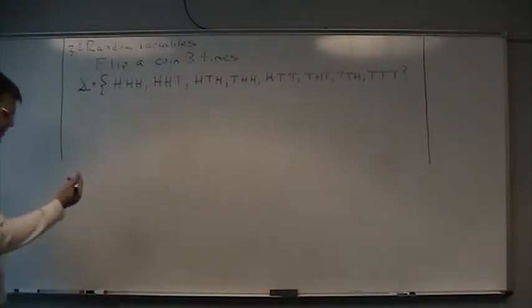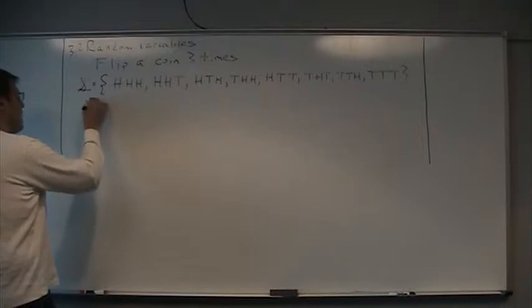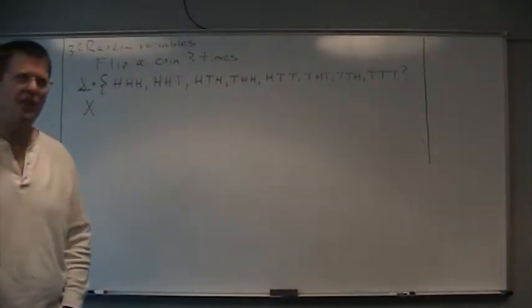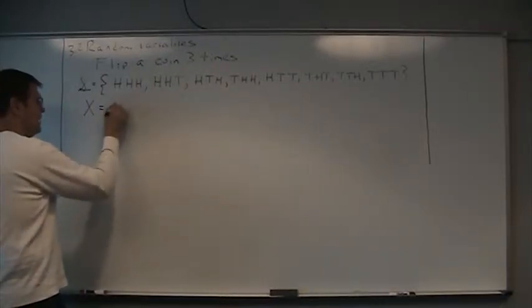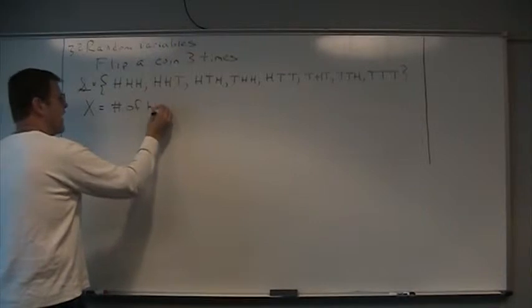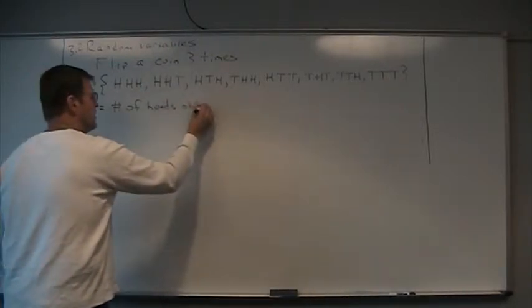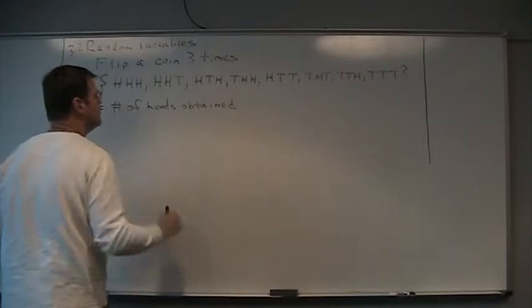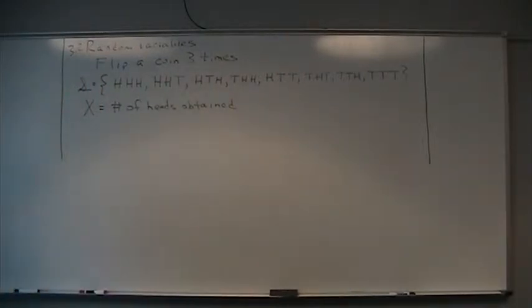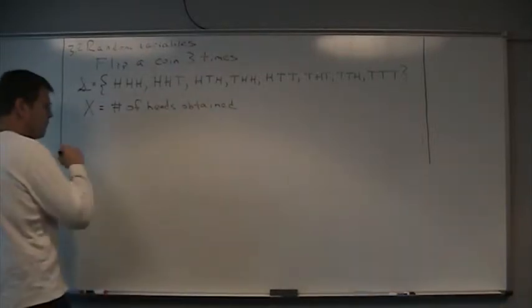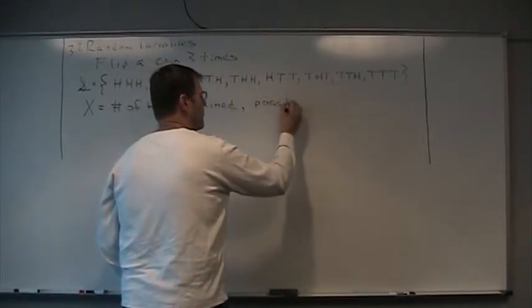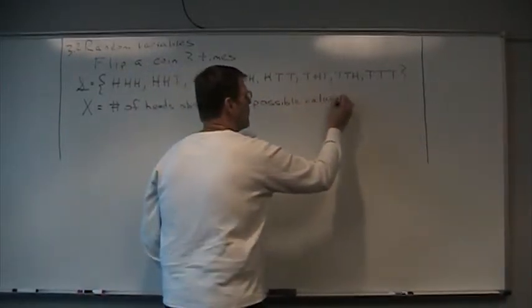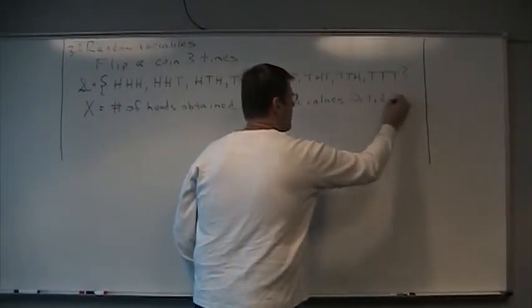So, let's say that we've got a random variable X. Our random variables are denoted by uppercase letters. And let's define X to be the number of heads obtained in these 3 flips. So the possible values of X are 0, 1, 2, and 3.